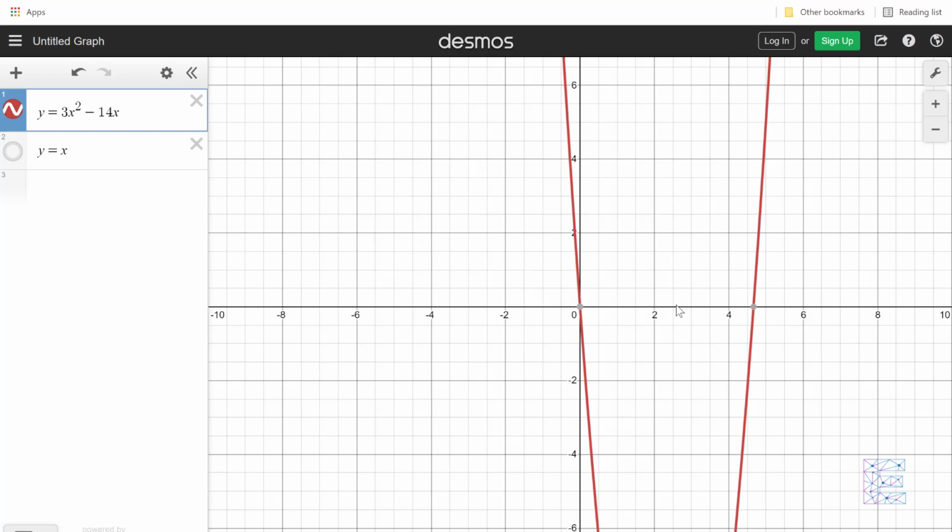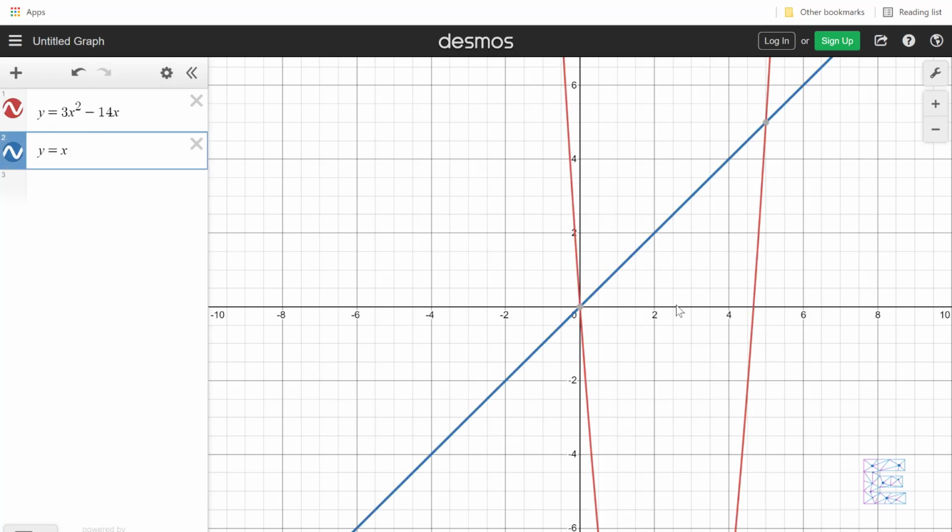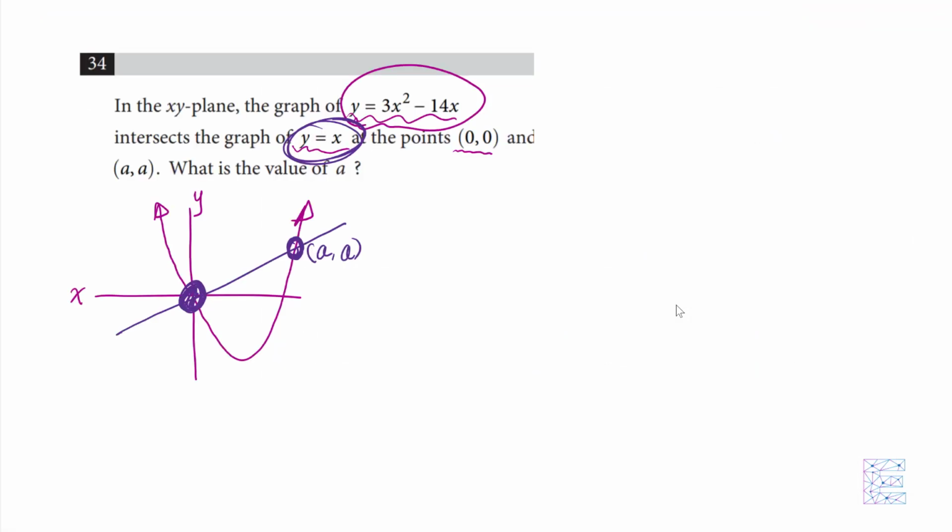So let's go ahead and graph the other line, the other graph, y equals x. So there it is. And you see it's a graph that is intersecting at 0, 0. And the other point of intersection is right here, 5, 5. So a has to be 5. So we know that this point here was 5, 5, which means the a value is 5. So just write 5 and shade it in and move on to the next question.